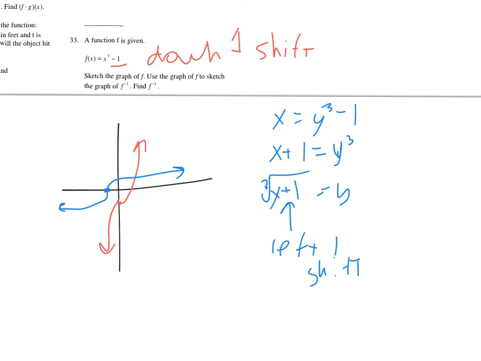And so one aspect of inverse functions is that they're always symmetrical about the line y equals x. So that's this line right here. And you can see that these are definitely symmetrical about that line.